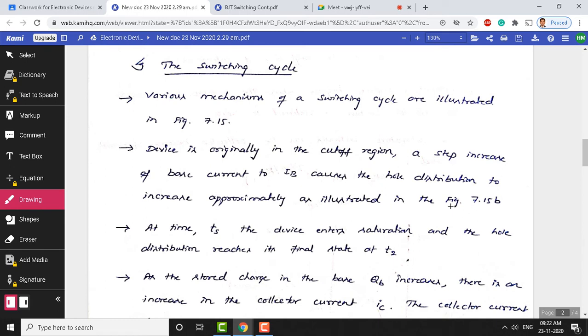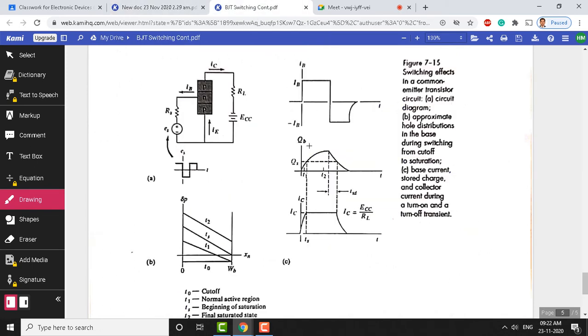What do we mean by this? Initially, we assume that the device is in the cutoff region, and we apply a step waveform, a step input, to the base current here. A step increase in the base current causes the hole distribution to increase approximately. That's what is shown here. You can see that initially we are in the cutoff region. This is the step waveform we apply at the input. We start with this, and then we jump to the positive, so from cutoff we move to saturation.